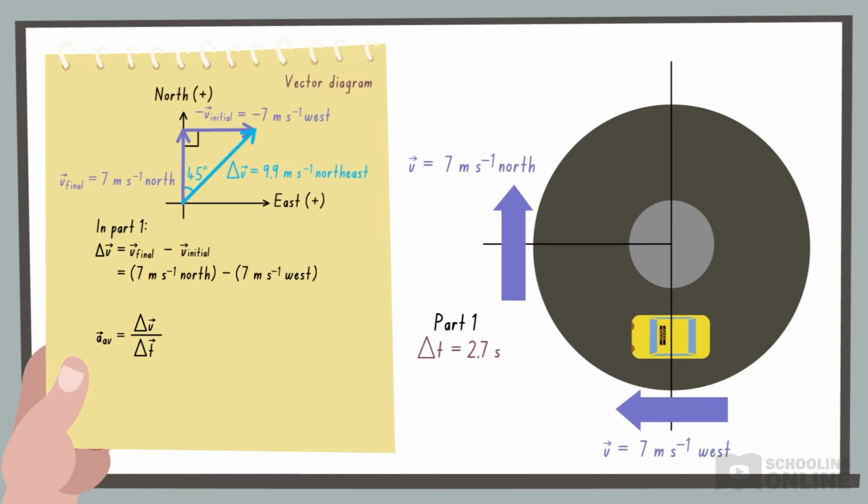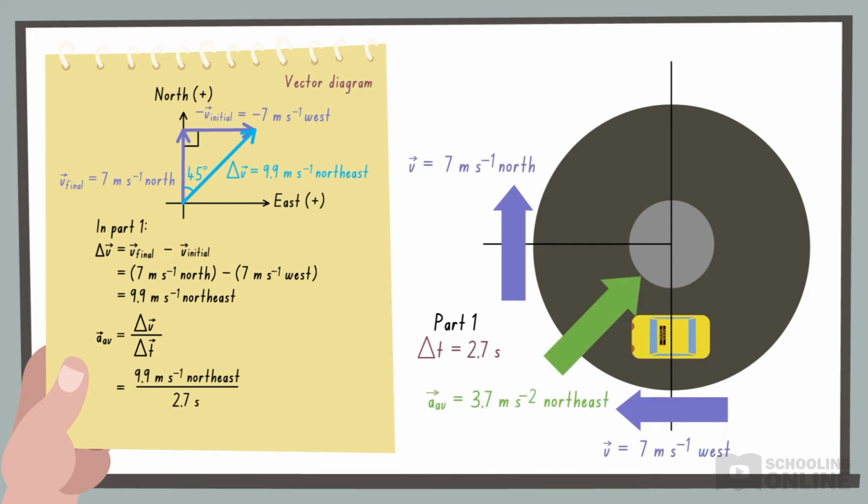By subtracting these vectors, we get a change in velocity of 9.9 metres per second northeast. It takes the taxi 2.7 seconds to travel through this section, so its average acceleration is approximately 3.7 metres per second squared northeast.